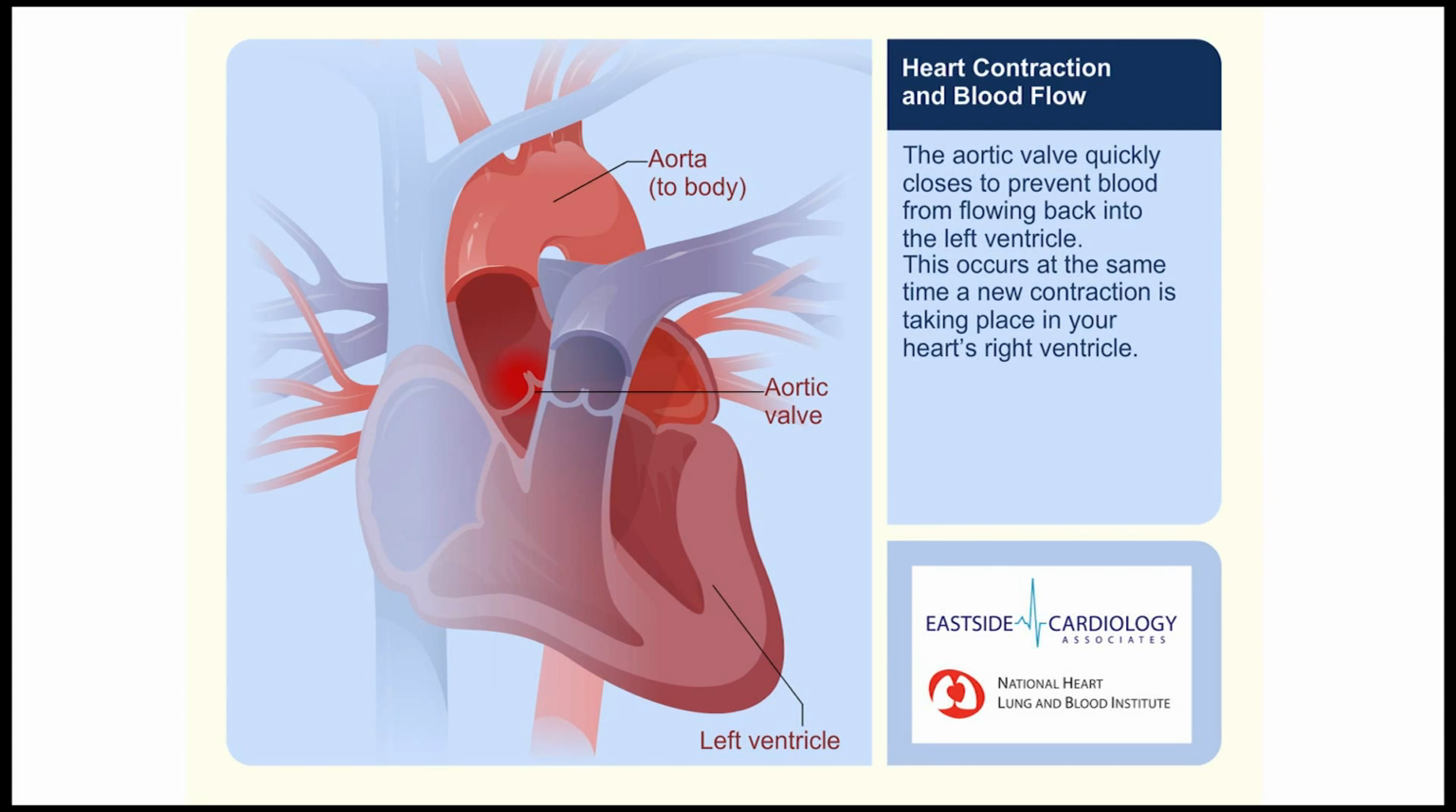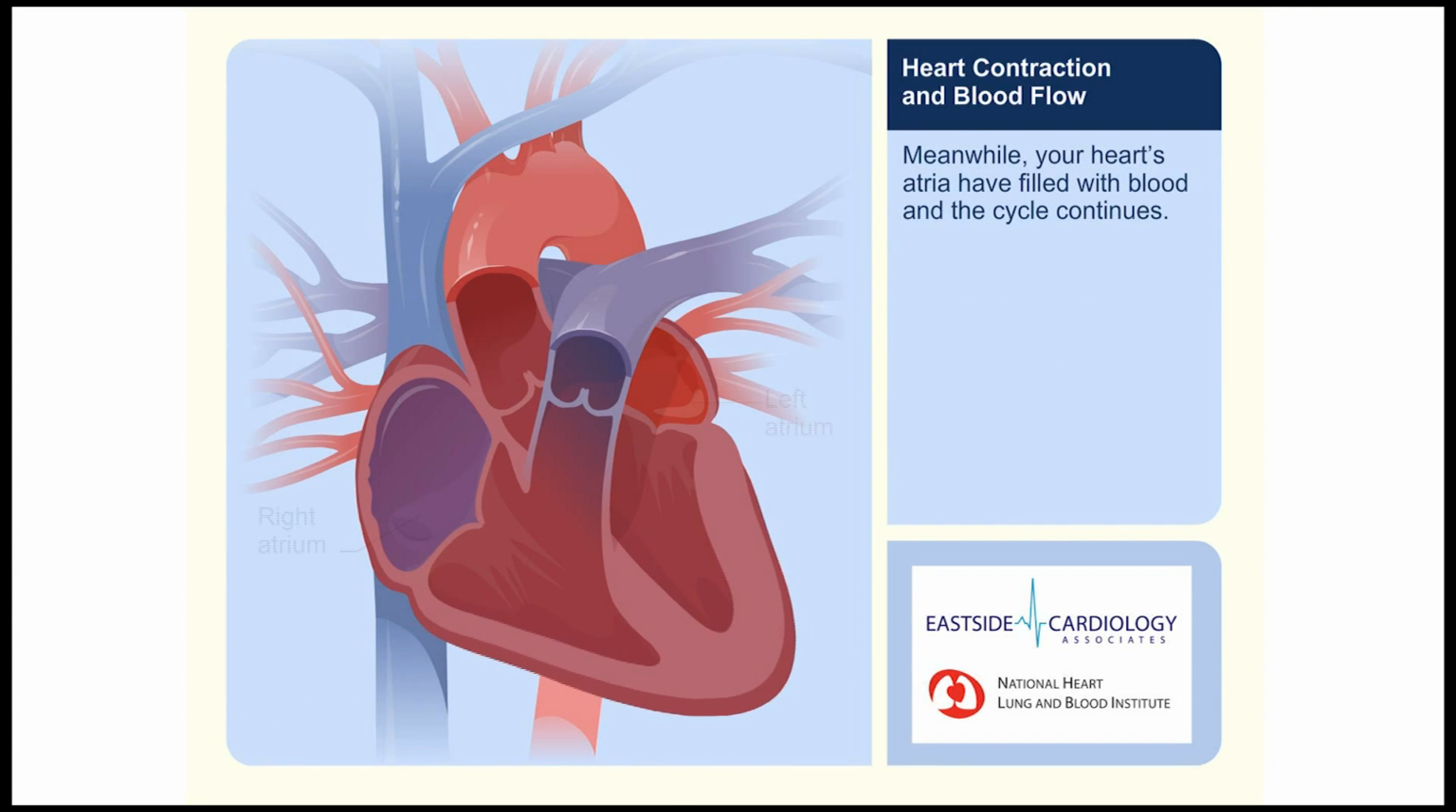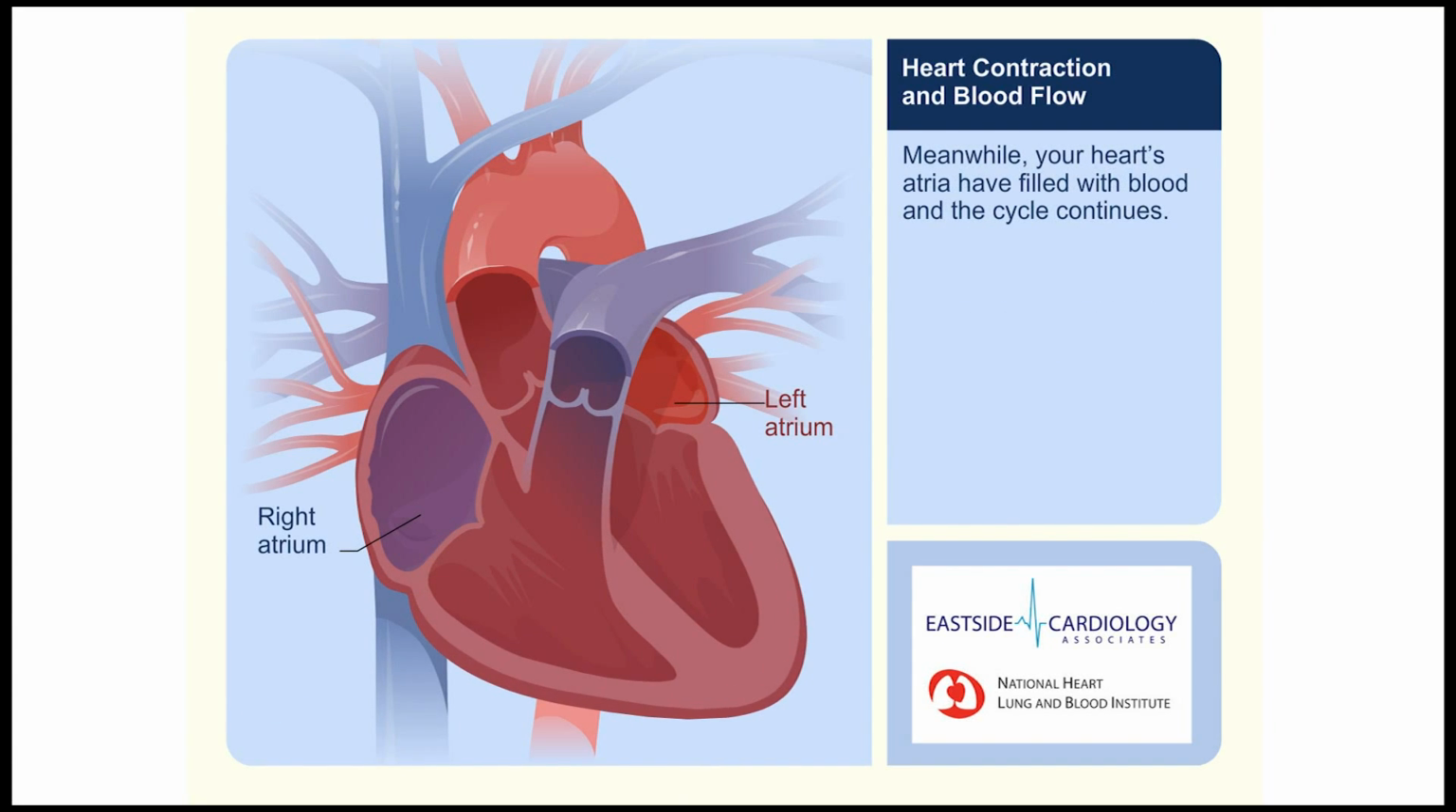The aortic valve quickly closes to prevent blood from flowing back into the left ventricle. This occurs at the same time a new contraction is taking place in your heart's right ventricle. Meanwhile, your heart's atria have filled with blood, and the cycle continues.